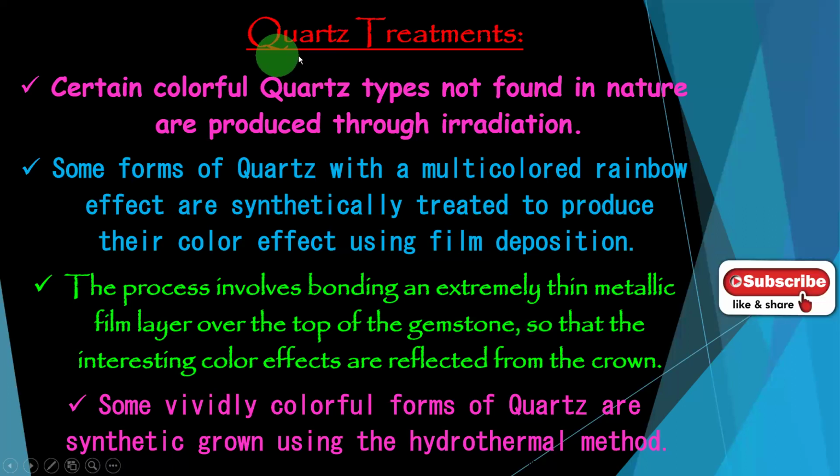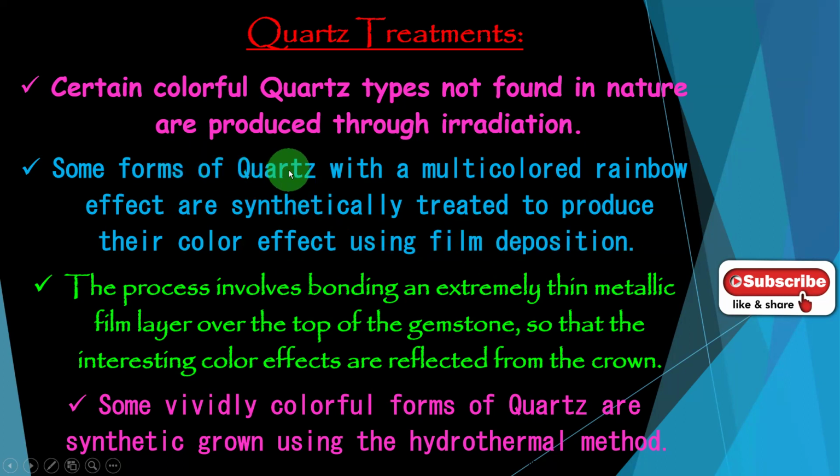Now we can discuss the treatments. Quartz treatments. Certain colorful quartz types not found in nature are produced through irradiation. One is blue quartz. Some forms of quartz with a multicolored rainbow effect are synthetically treated to produce their color effect using film deposition. The method is called film deposition.